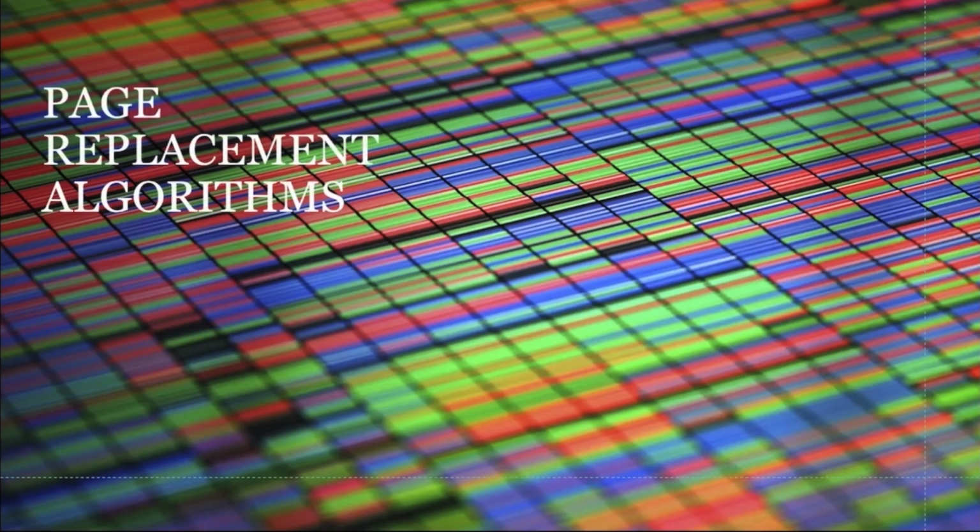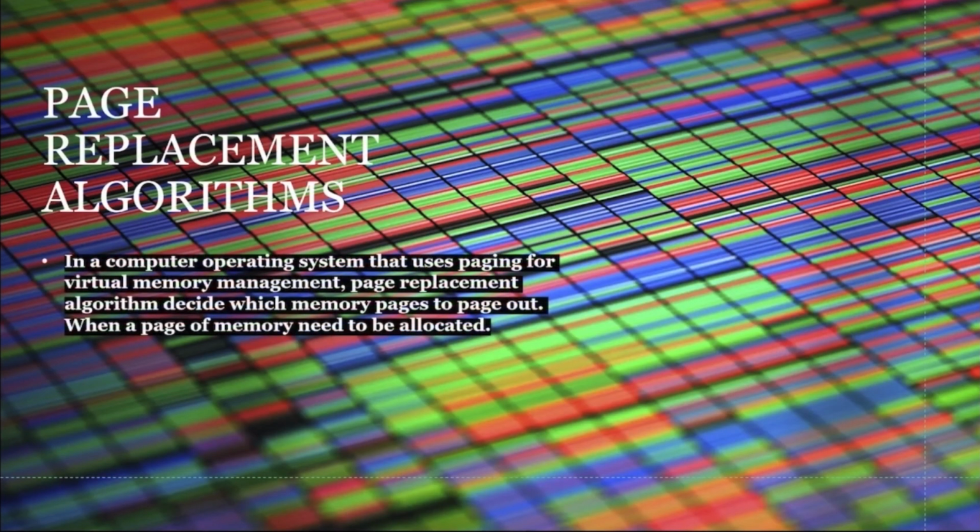In a computer operating system that uses paging for virtual memory management, page replacement algorithms decide which memory pages to page out when a page of memory needs to be allocated. Imagine a library with limited shelves. When a new book arrives, we must replace an existing one. Similarly, in computers, when memory is full, we use page replacement algorithms to swap out pages. They ensure vital data remains accessible, optimizing system performance.